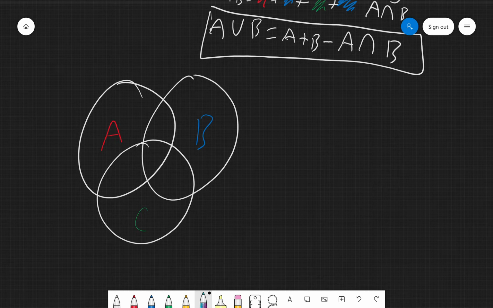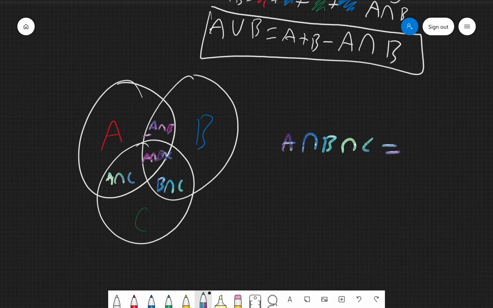Now we have many sections. This middle area is A intersection B intersection C. Here we have B intersection C, this is A intersection C, and this is A intersection B. There's so much writing, so I'm just going to write A intersection B intersection C as a big intersection. That's not standard notation, but I'm going to do it.